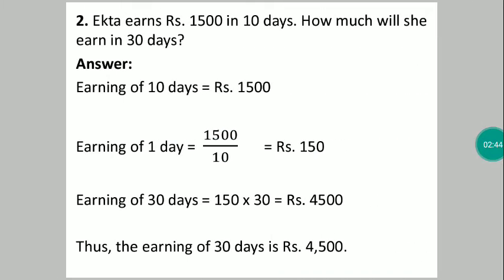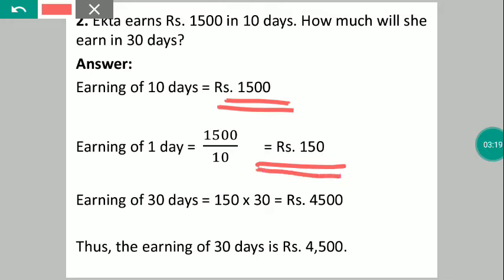Now question number 2. Ekta earns rupees 1500 in 10 days. How much will she earn in 30 days? See, Ekta earns 1500 rupees in 10 days. Now we have to find first the earning of Ekta in 1 day. So the earning of 1 day is 1500 divided by 10, which is equal to rupees 150.